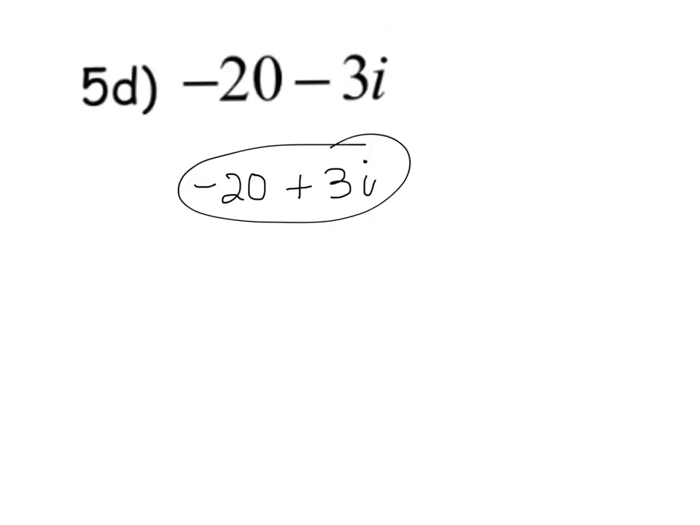And hopefully you get negative 20 plus 3i for the last one, because this time you have to switch that sign in front of the imaginary part from a negative to a positive. And don't touch the sign in front of the real part. You only switch the one in front of the imaginary.